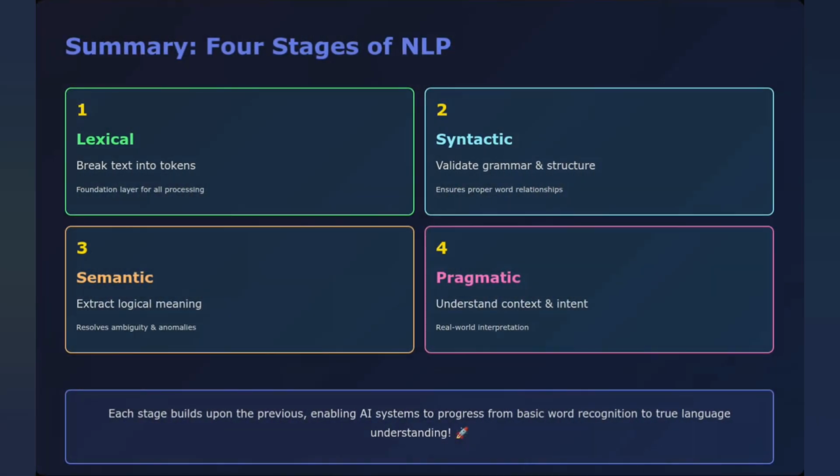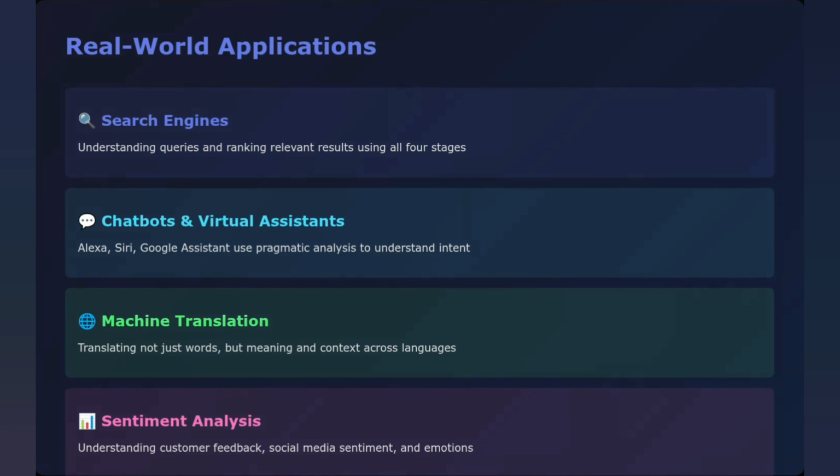Let's wrap this up. We've covered the 4 foundational stages of NLP analysis. Lexical analysis breaks text into tokens. Syntactic analysis validates grammar and structure. Semantic analysis ensures logical meaning, and pragmatic analysis understands real-world context and intent. Together, these stages allow AI systems to progress from basic word recognition to true language understanding. This powers everything from search engines to chatbots to machine translation.